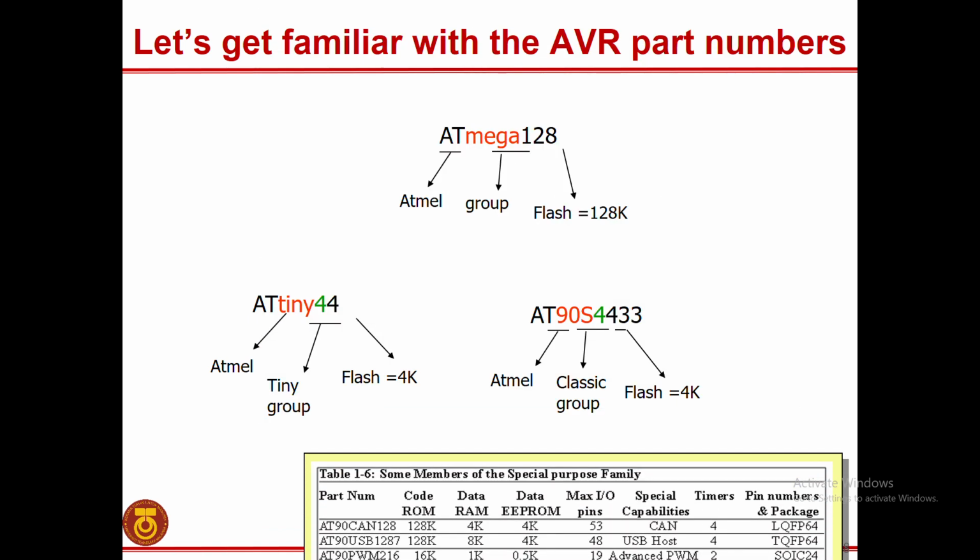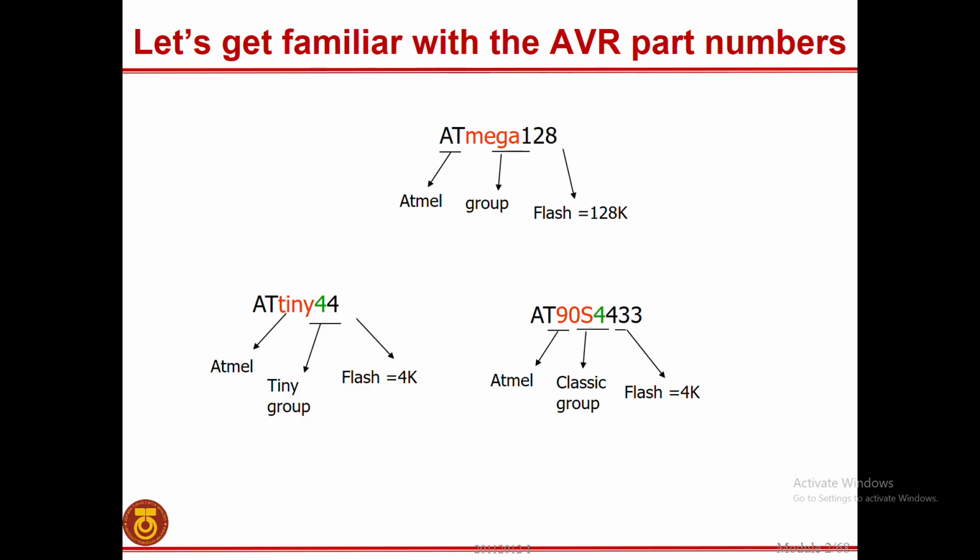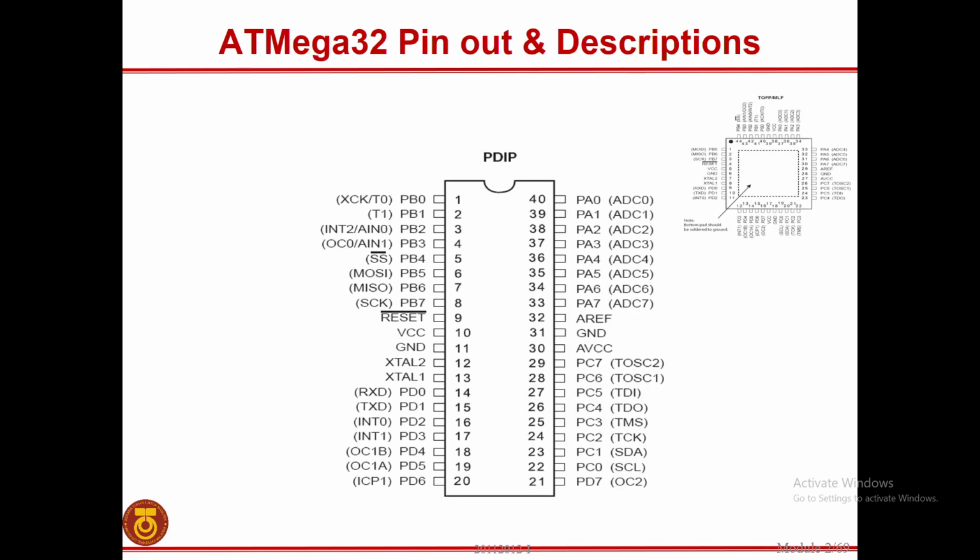When we see the special purpose family, they are referred to as AT90CAN128, AT90USB1287, and AT90PWM. Those are some of the categories of different AVR part numbers, and the way they are specifically named.